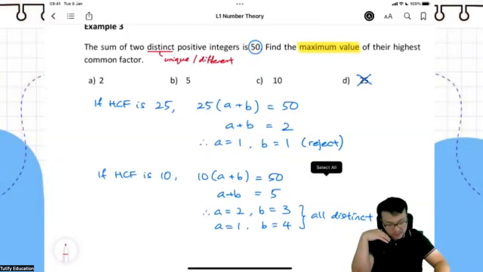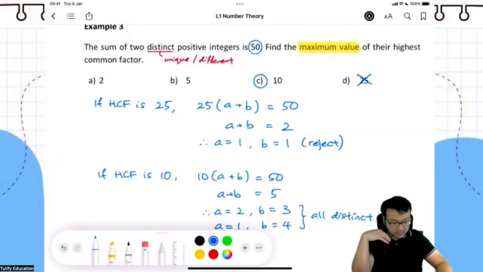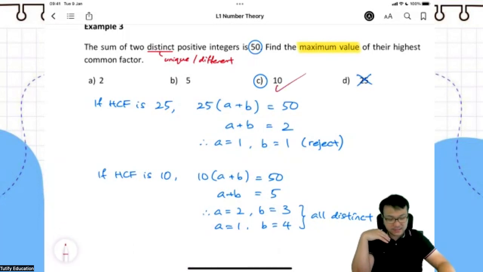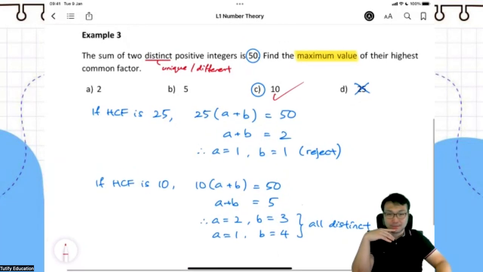Very well done. So our highest common factor will be 10. Any questions about this, Nicholas? No. All right. So students, what did we learn?